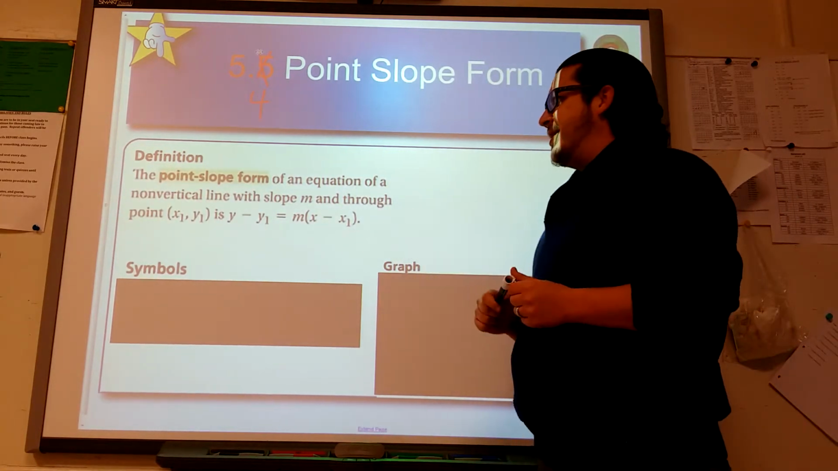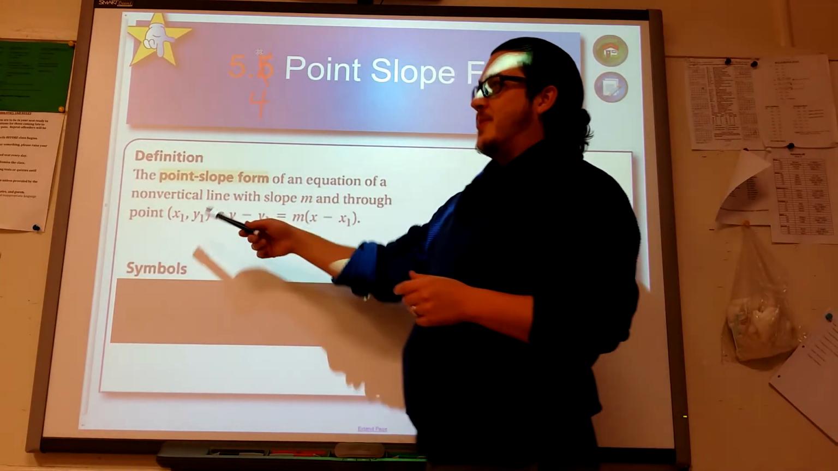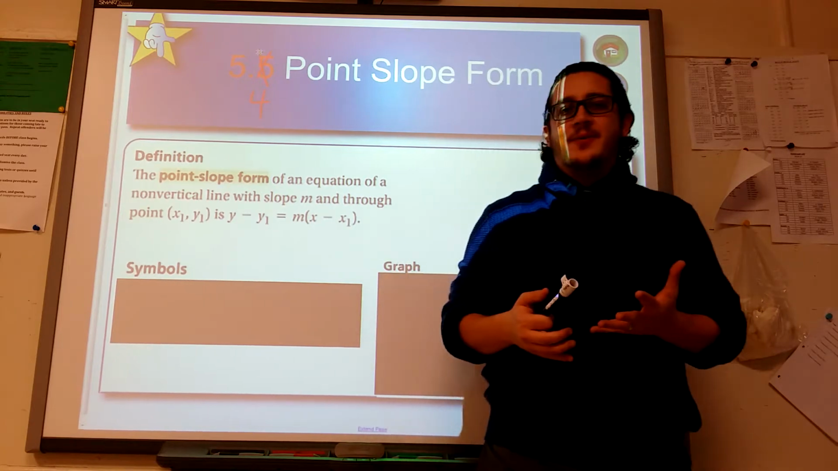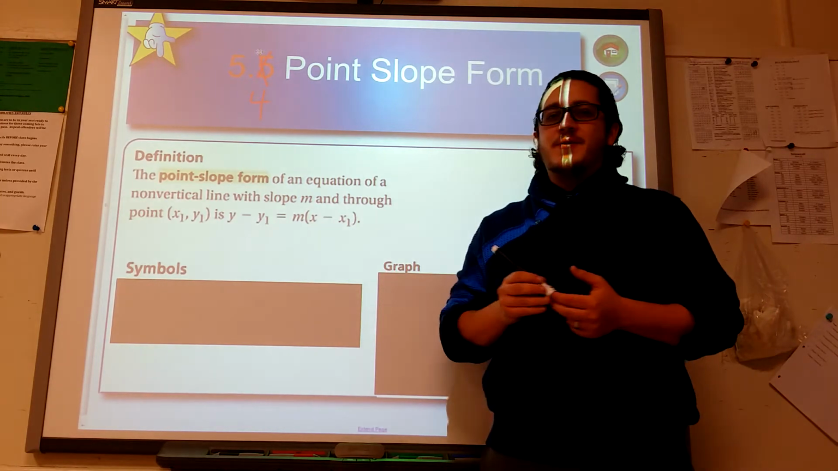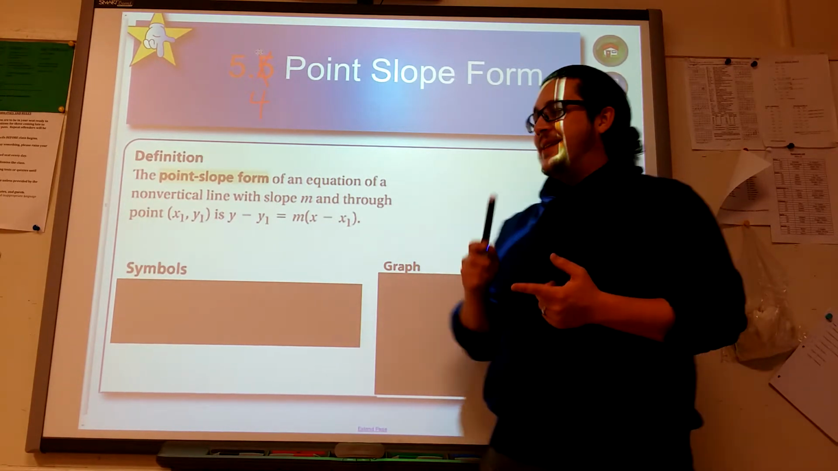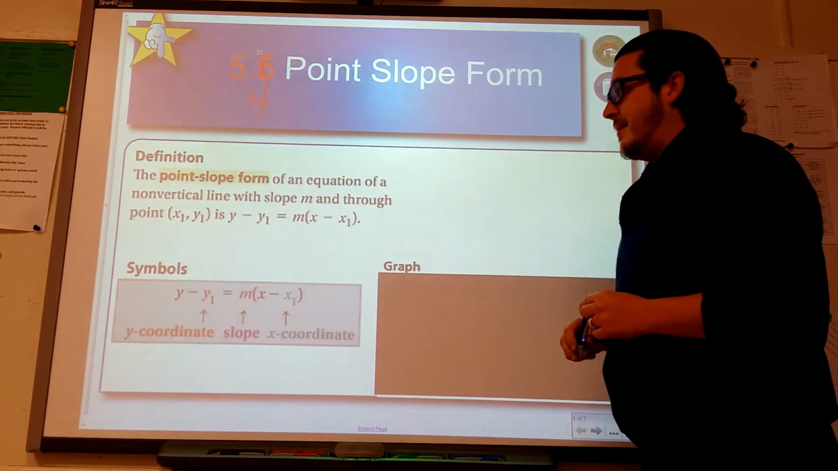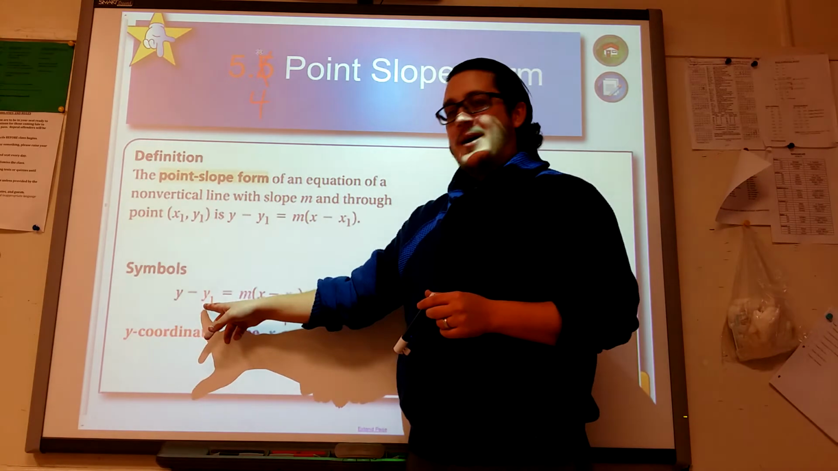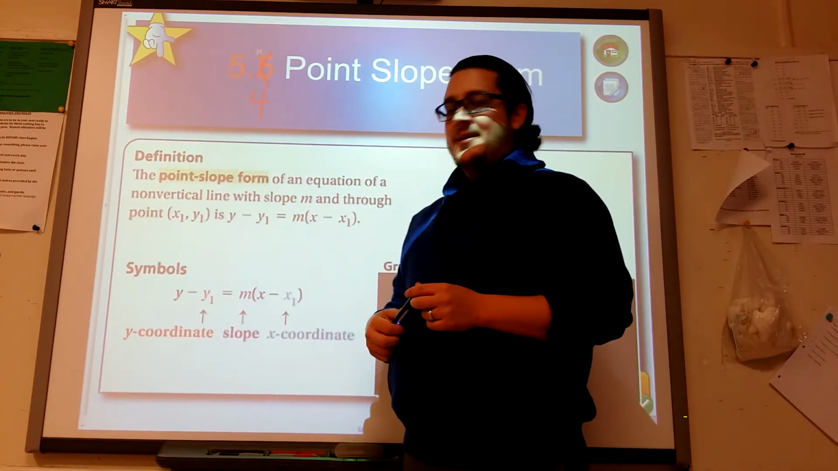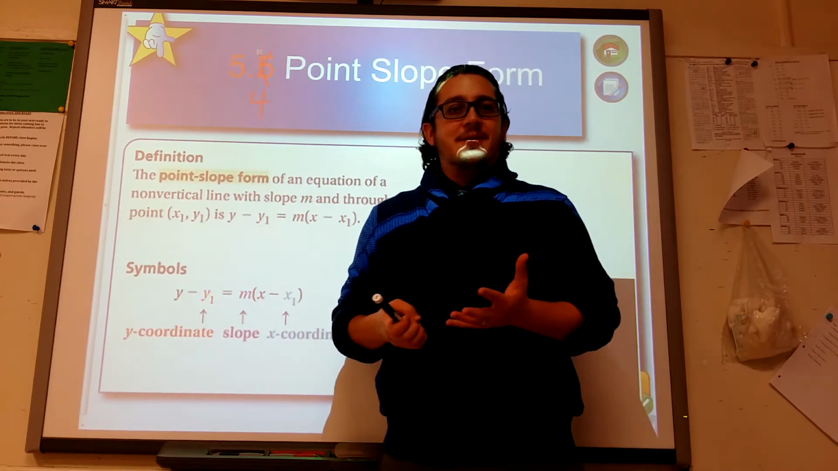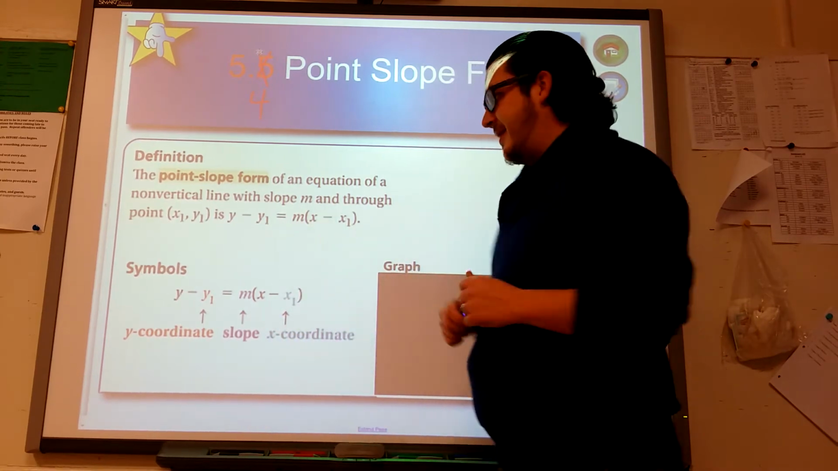Point-slope form is an equation of a non-vertical line with a slope of m through a point x1, y1. So instead of slope-intercept form, where you needed your slope and your y-intercept, with this form you're only going to need your slope and one point to write the equation. In symbolic notation, this is your y-coordinate, this is your x-coordinate. These are numbers that you're plugging in. You're also plugging in your slope. So you're going to end up with something very similar to slope-intercept form, but it's going to look a little different because you're going to have parentheses with an x minus 7, something like that.